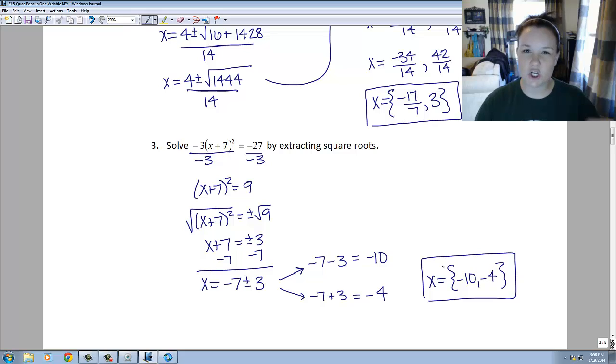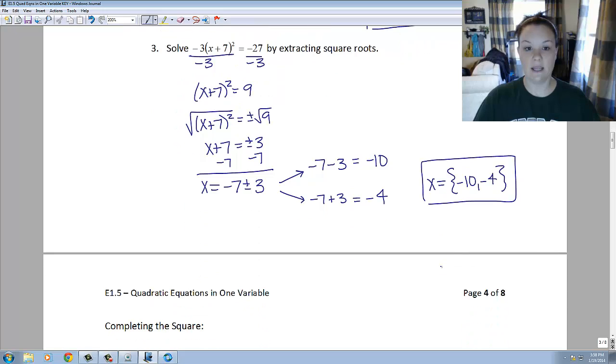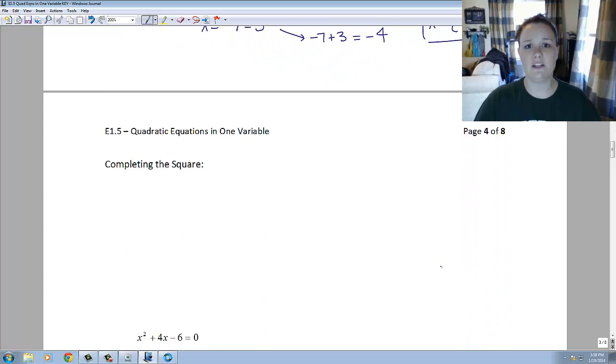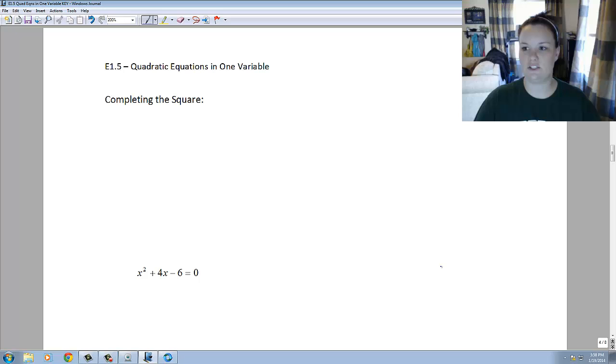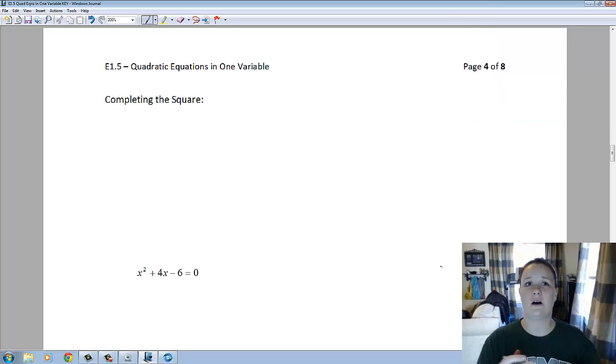Okay, which is probably going to be new to most of y'all, unless you've taken a higher math in high school or in college already. Completing the square basically means we want to take something that maybe normally we couldn't factor, and what we're going to do is create a perfect square trinomial on one side.